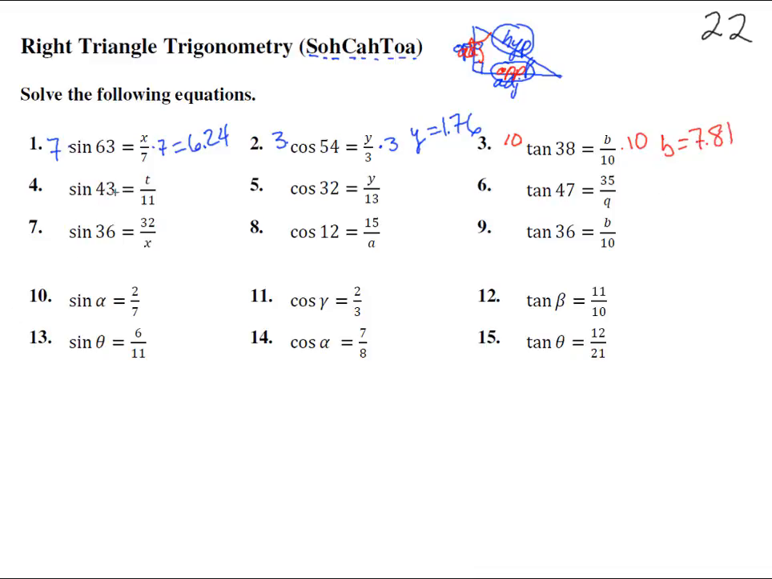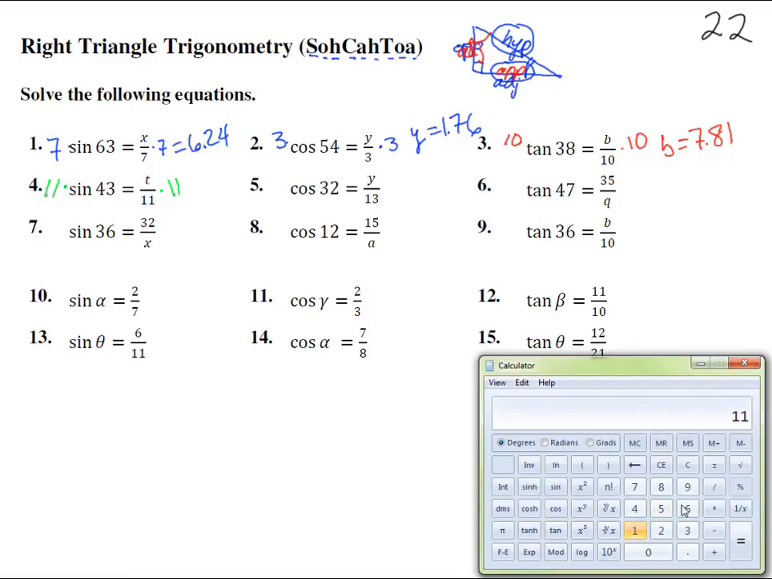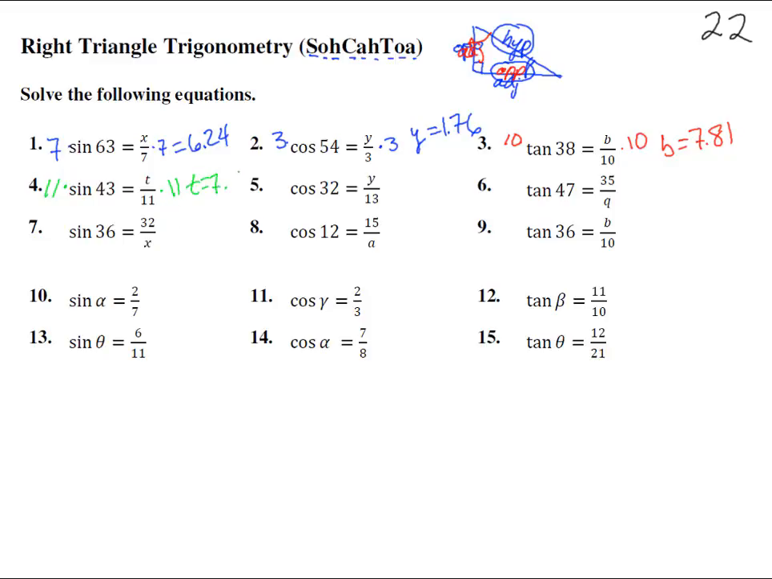Let's do sine of 43 equals t over 11. We're going to just times by 11 on both sides, and we get 11 times the sine of 43, which equals 7.50. T equals 7.5.